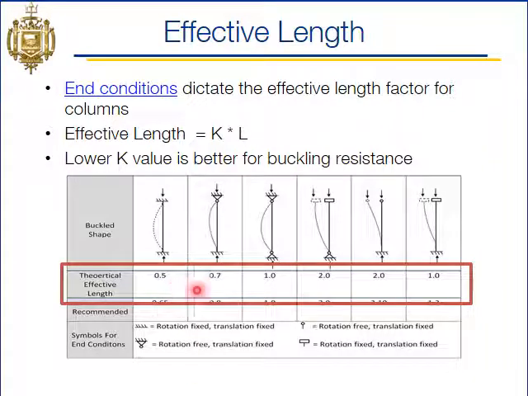So we have this chart here that shows us the K value for different end conditions. If we're fixed, our K value is 0.5, fixed pinned 0.7, pinned 1, pinned free is 2. So lower K values are better. We like our columns to be short. Shorter is better in columns and buckling.